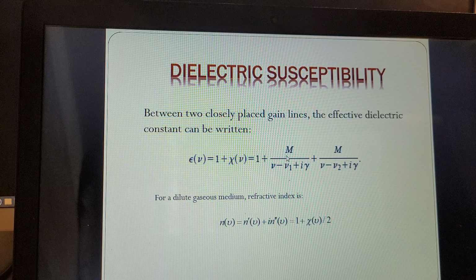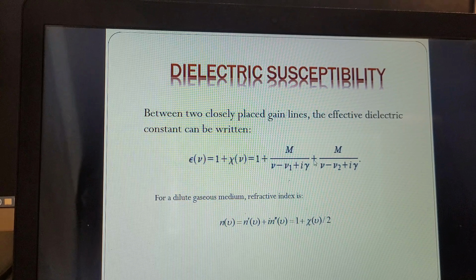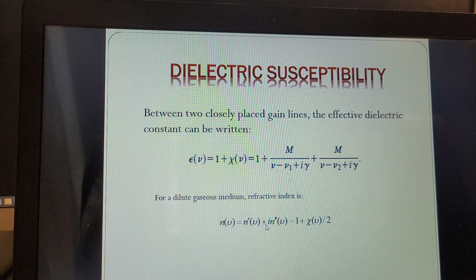So for the dielectric susceptibility between two closely placed gain lines, the effective dielectric constant can be written in this form. So epsilon nu equals 1 plus chi nu, equals 1 plus M divided by nu minus nu 1 plus i gamma, plus M divided by nu minus nu 2 plus i gamma. For a dilute gaseous medium, the refractive index is n nu, equal to n prime nu plus i n double prime nu, equal to 1 plus chi nu divided by 2.